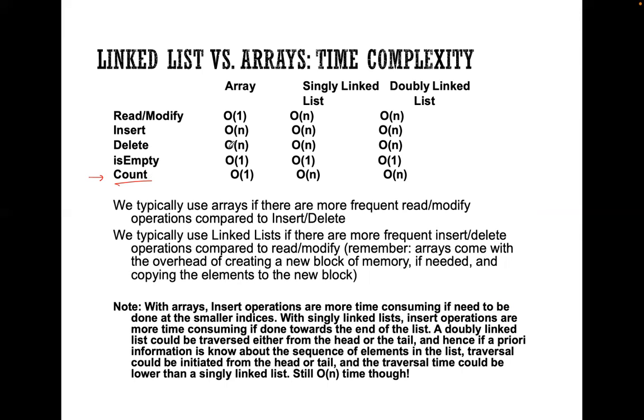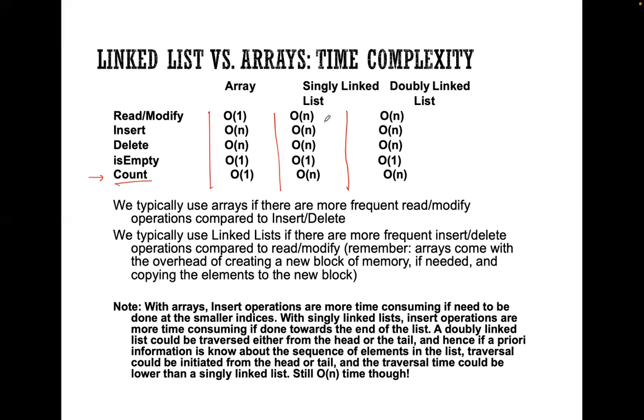So let's compare array versus singly linked list. We'll talk about doubly linked list later, and that will be part of our homework. All right, so reading or modifying a particular item from array versus singly linked list. If we have an index, in an array it's very efficient. It's just one operation. Given an index, you can read or modify an item from the array with order of one runtime.